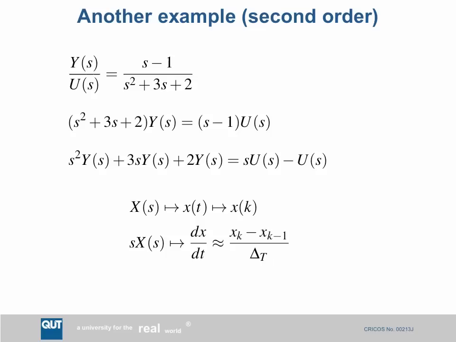But we've got something we haven't encountered before. We've got this s squared term. Now, if multiplying by s is equivalent to the derivative, then I think we can safely assume that multiplying by s squared is the second derivative. So it's d squared x dt squared. But how do we express that in difference equation form? Well, let's go and look at that.